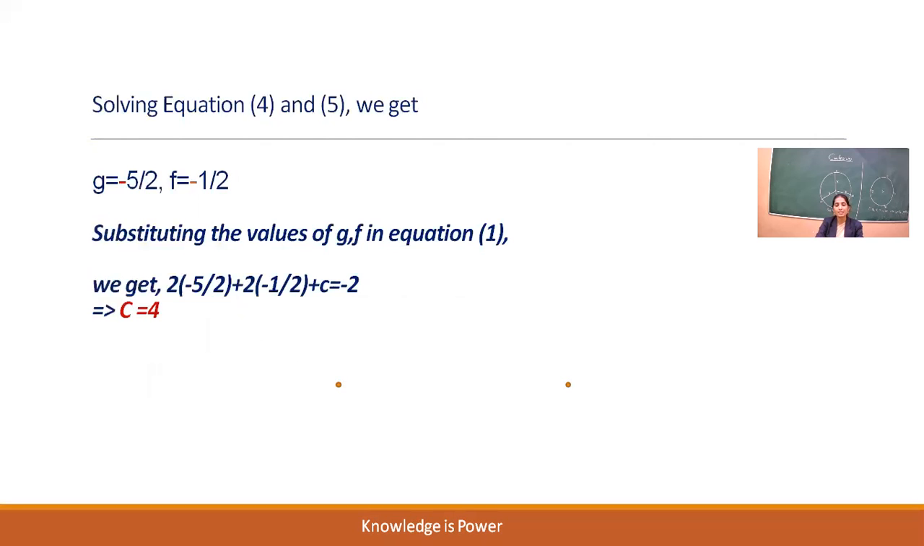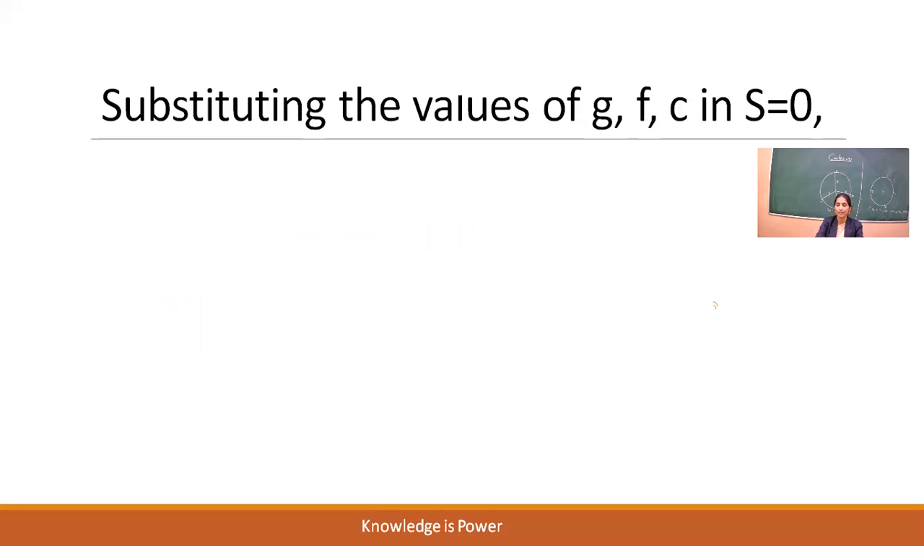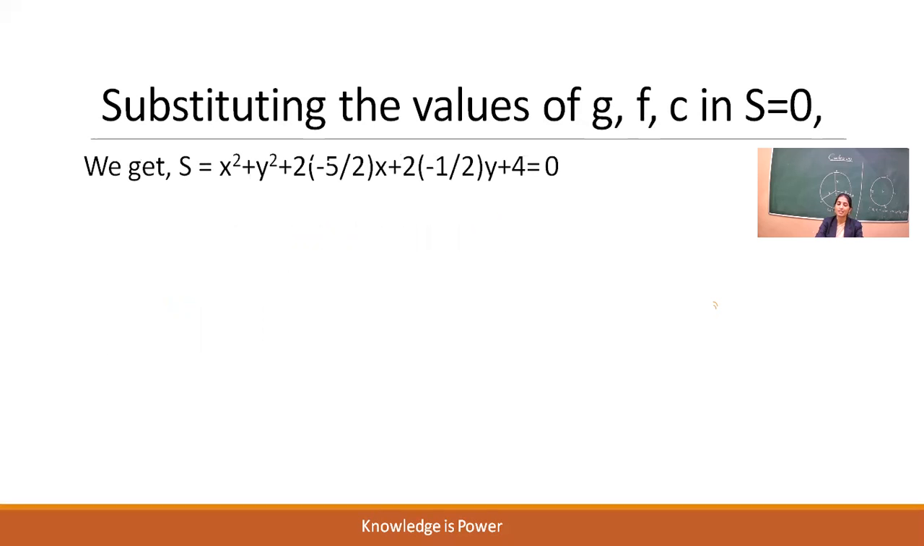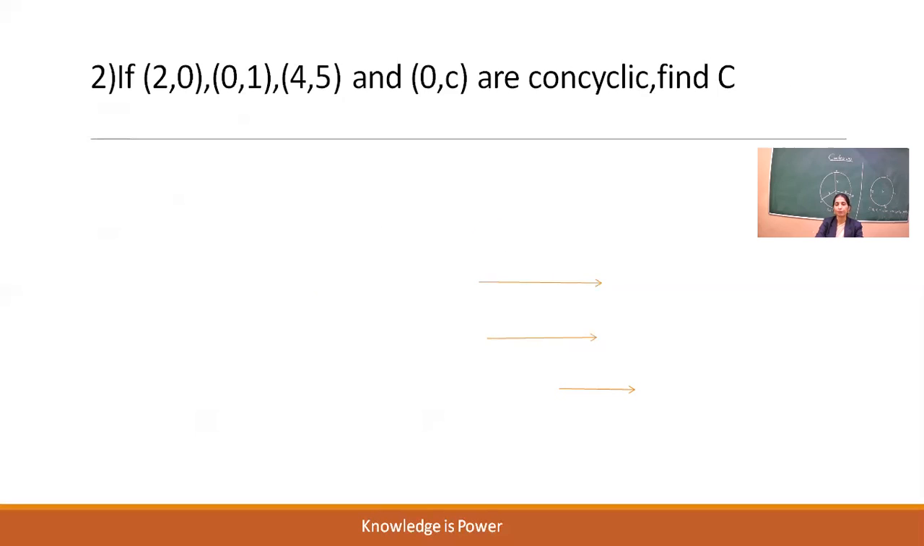Substitute these g, f values in one of the equations involving c. It can be equation 1, equation 2 or equation 3. Then we'll get c is equal to 4. Now these g, f, c values give us the unique equation of the circle. When substituted in the equation S equal to 0, we get S is equal to x square plus y square minus 5x minus y plus 4 equal to 0. So have you followed this procedure? Just substitute the points one after the other and solve the simultaneous equations for the values of g, f and c. This is method 1 of finding the equation of the circle when 3 points on it are given.